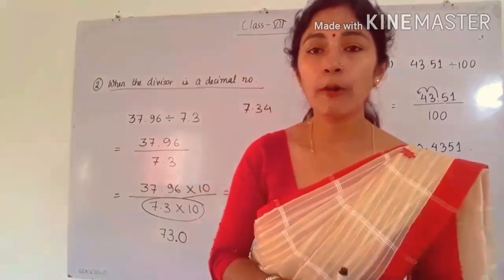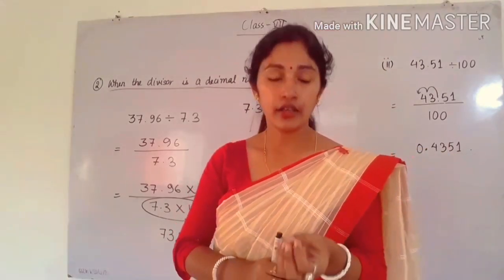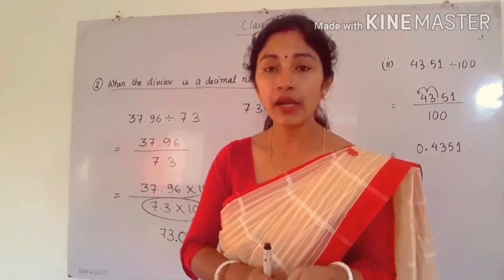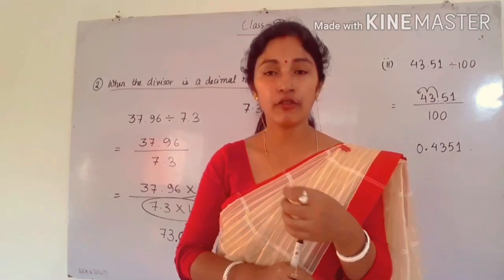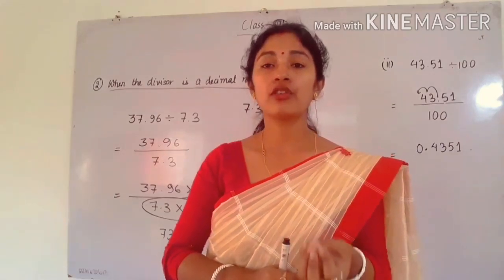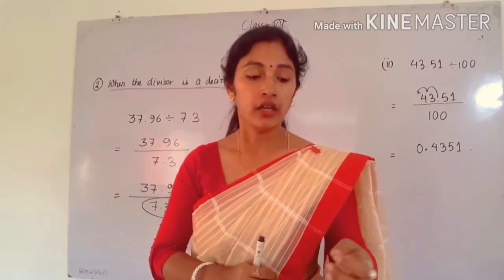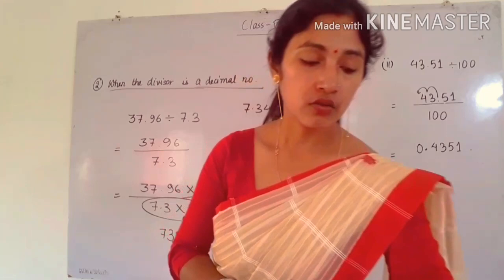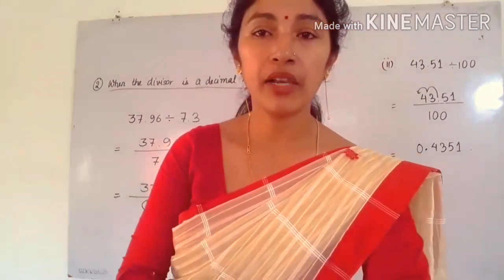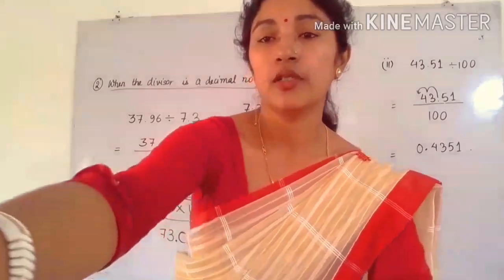Okay, so here what will happen? If you are given a decimal number and you have to multiply it by 10 or 100, or divide it, then how do you multiply or divide it? This you have to do here. So this is one of the applications of multiplication and division of decimal numbers.